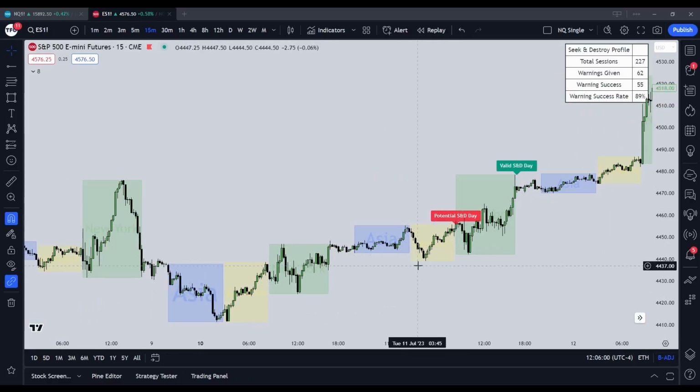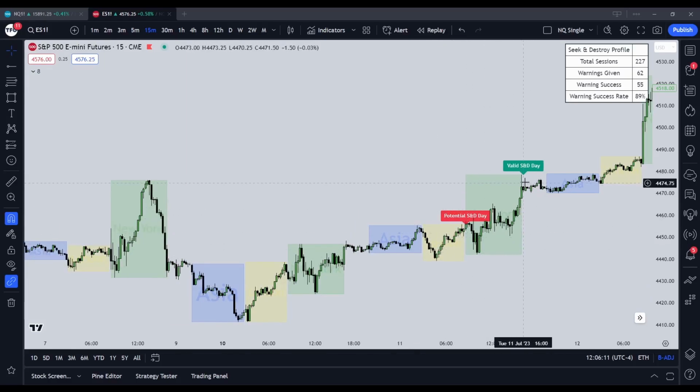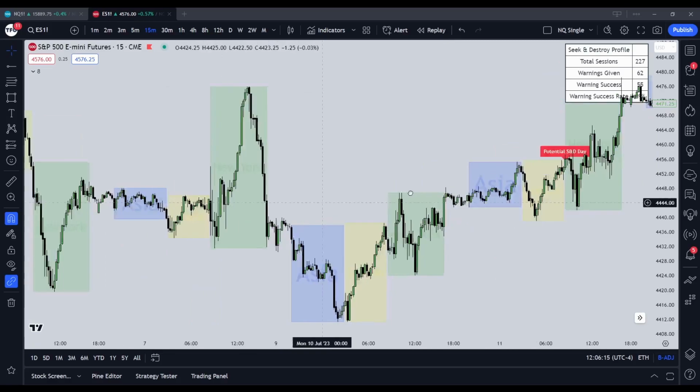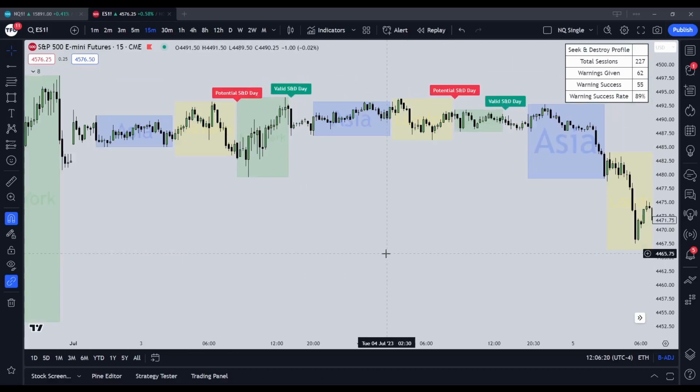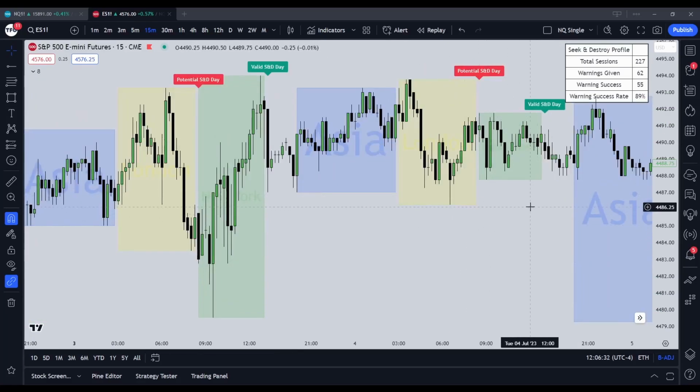So London takes both sides of Asia, we get that flag, potential seek and destroy day, and then it's validated by the success criteria that I'll show in a minute. We scroll back even further, we don't have many. Then we have a couple right here that actually seem to work pretty well. So this was actually the July 4th holiday on Tuesday. And interestingly enough, London still took both sides of the Asian range.